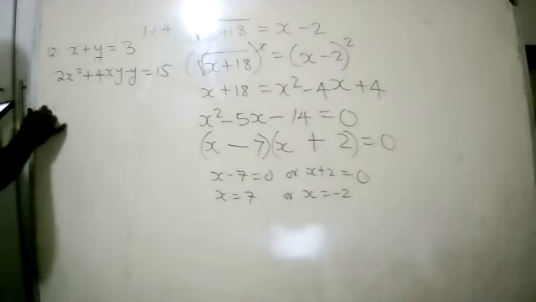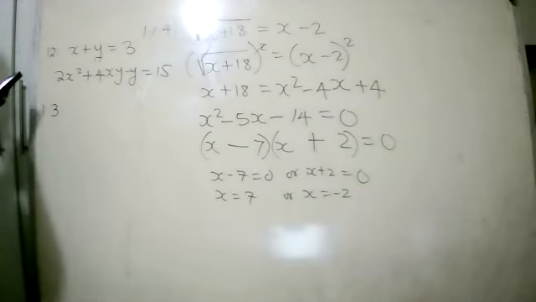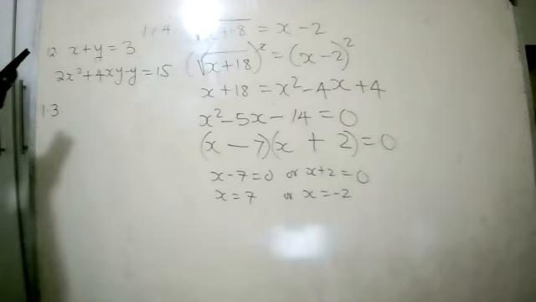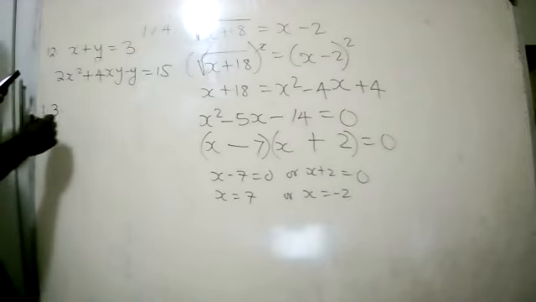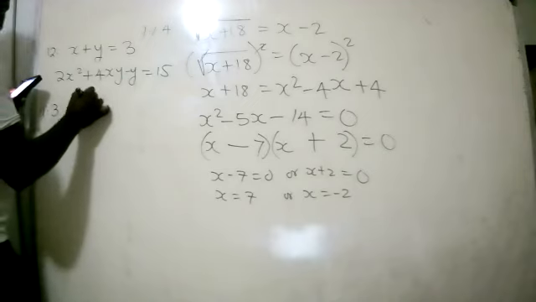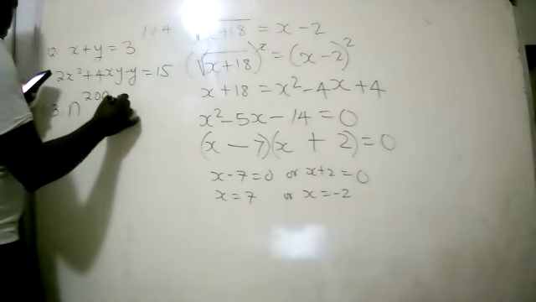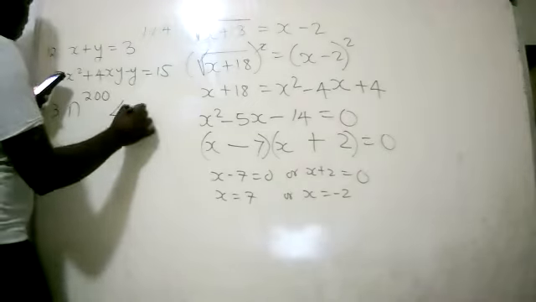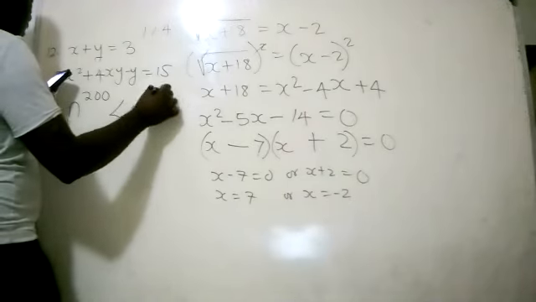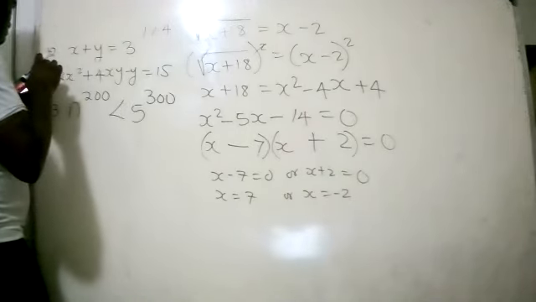All right, let's go straight to the last question, which says, if n is the largest integer for which n to the power 200 is less than 5 to the power 300. Is that so?